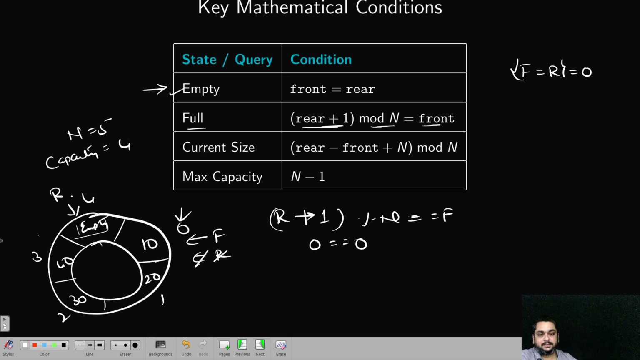Now the empty case, in the same example. R is pointing to 4, and the last element inserted was 40. If I delete this, F will point here. If I delete the next, F will point here, and again, and again, until F is here. That is the reason we say F equal to R. Now if you observe, all the elements are removed and the Q is empty. Hence, front equal to rear is the condition for empty.